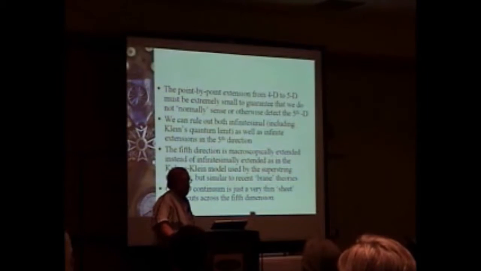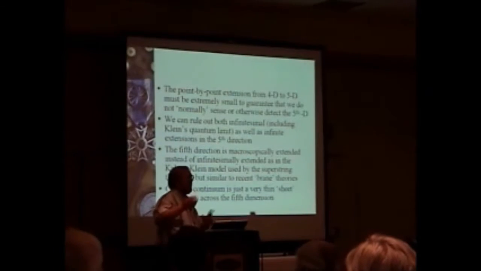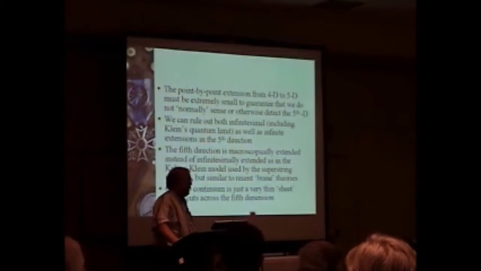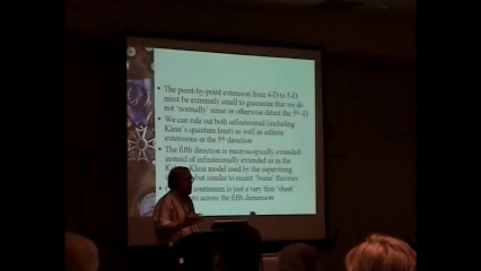And we can rule out both the infinitesimally thin 4-dimensional space-time sheet, including Oskar Klein's quantum limit in the Kaluza-Klein theory, as well as infinite extensions in the 5th dimension. There are brane theories now that are assuming the 5th dimension is infinitely extended so that it retains the weak gravitational field, because then gravitons are just lost off in the infinite extension of the 5th dimension, which guarantees a weak gravitational field. I'm excluding those totally. They're not quite possible. The 5th direction is macroscopically extended.